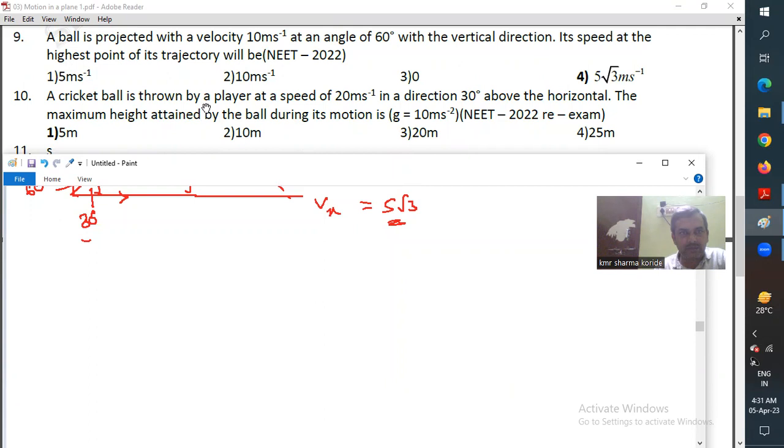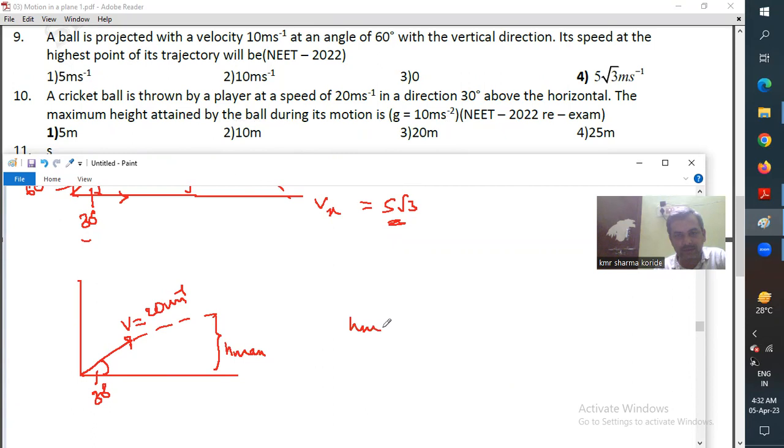A cricket ball is thrown by a player at a speed of 20 meters per second in a direction 30 degrees above the horizontal. Right. So now you can directly proceed with the 30. So this is V. How much is V? 20 meters per second. Then this is 30. The maximum height attained by the ball during its motion. So this is the point of maximum height.